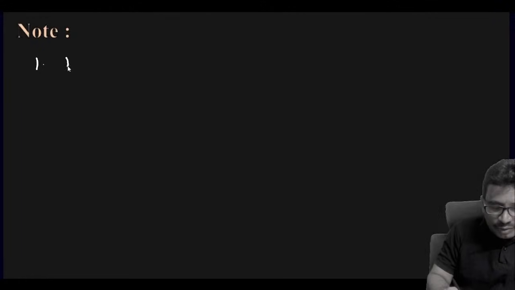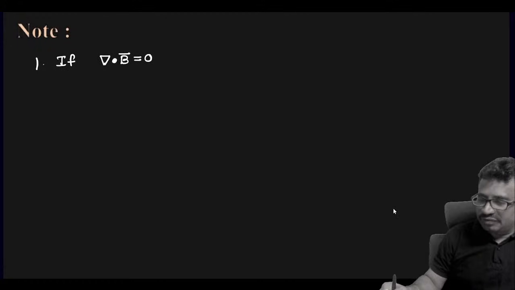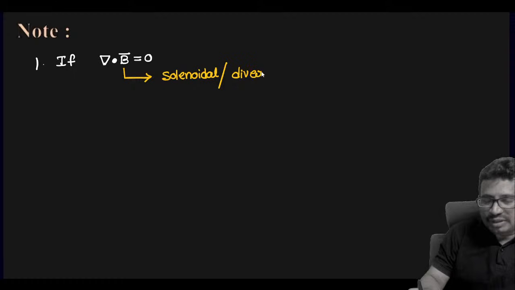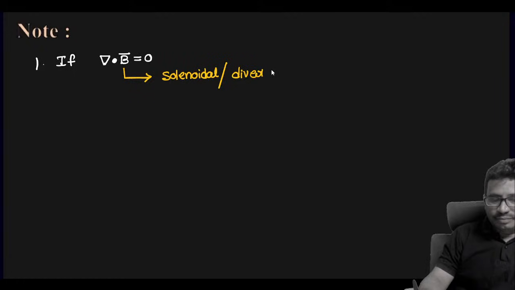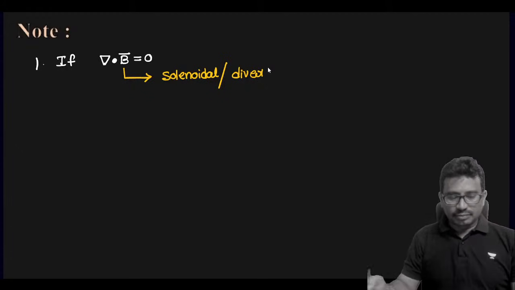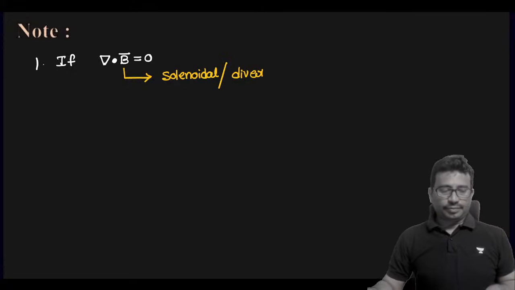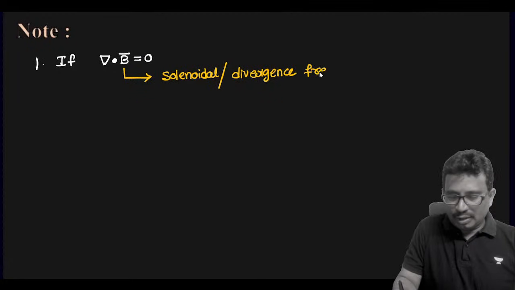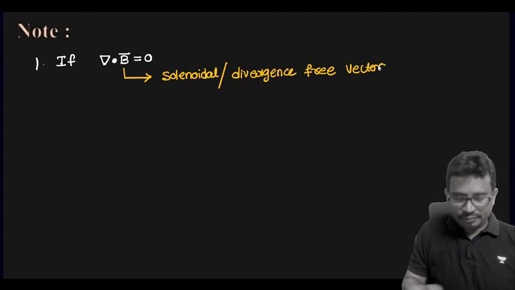Note. So you tell me now, if divergence of a vector is 0, then what can we call that vector? We can call that vector solenoidal, or we can also call it a divergence free vector.